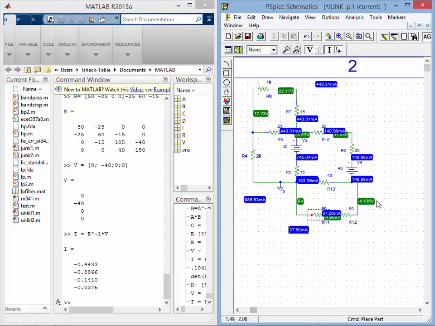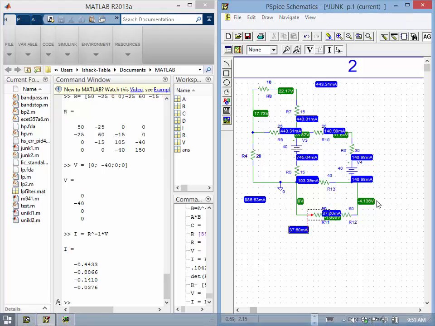So as you can see, I would challenge you to go back to your circuits class and find a 4x4 problem like this and solve it in this amount of time. The same thing would go if we had a 5x5 or a 6x6. This is where MATLAB really shines in circuit analysis.